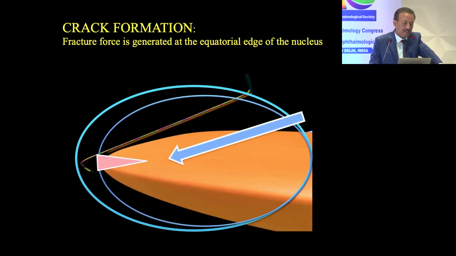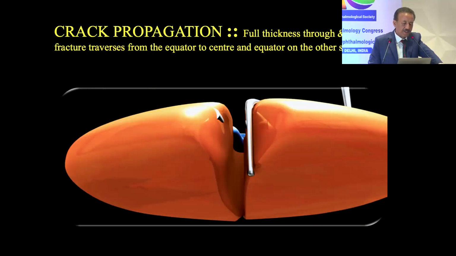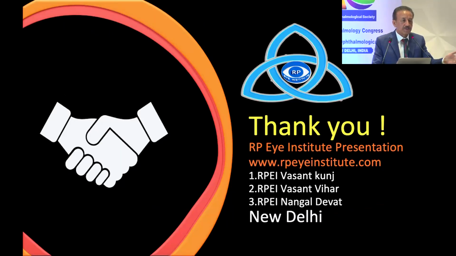This is what is happening, and then the crack happens at the equator. This is how you hook it, and then this crack goes to the periphery and you get a complete cracking.